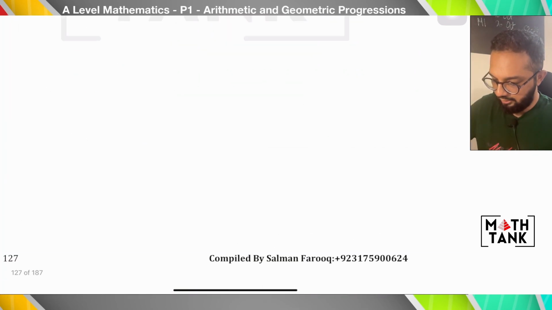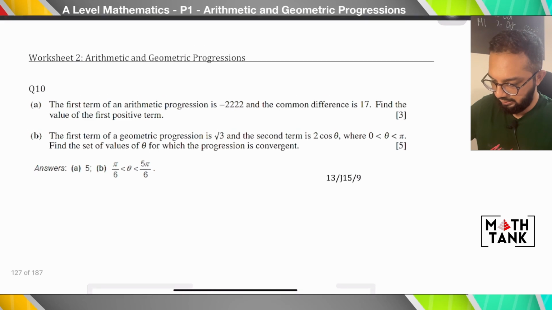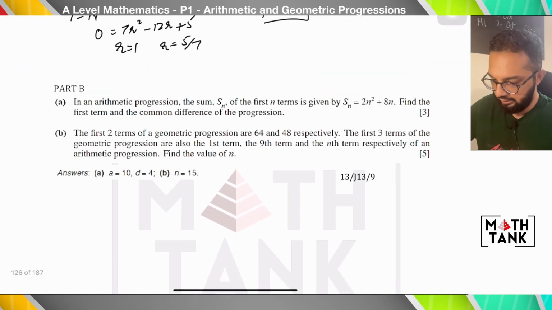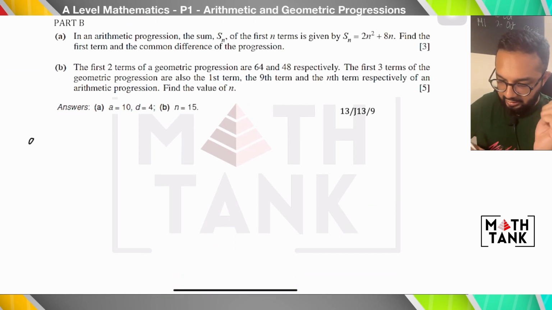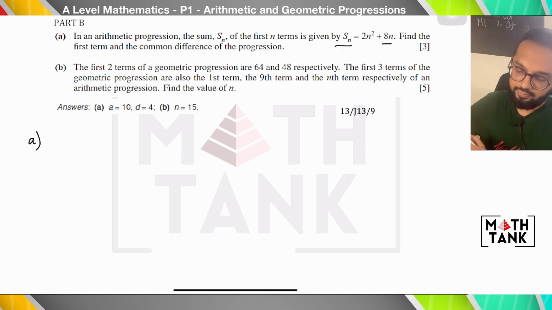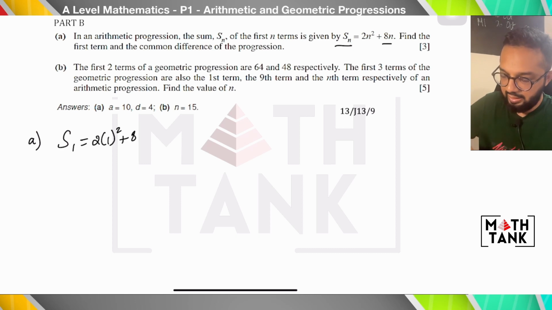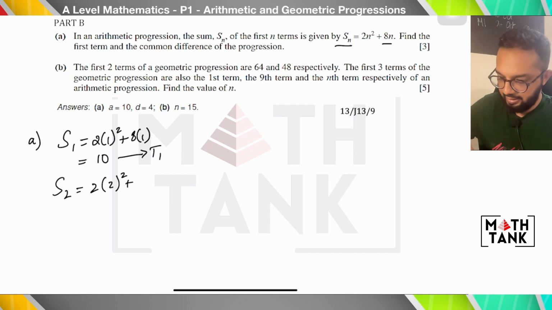Oh, there are more questions. It says part a, in an arithmetic progression, the sum of the first n terms is given. Find the first term and common difference. We've done this before. We substitute n as 1 and we get 10, that is the first term. When we substitute n as 2, we don't get the second term, but we get the sum of the first two terms. So we get 8 plus 16, which is 24.